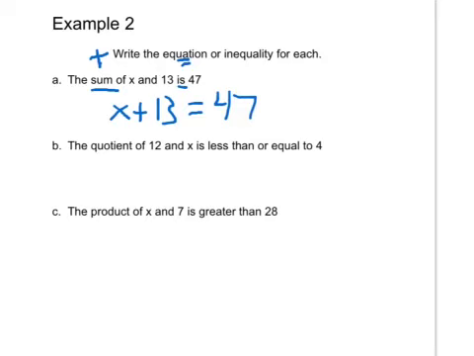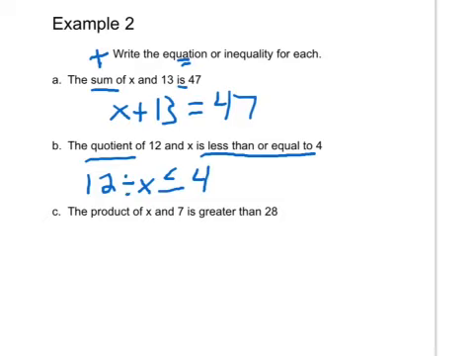Okay, let's move to part B. Keyword, the quotient of 12 and x is less than or equal to 4. Okay? That is not just is. If it said just is, it would be an equation. But there's a bunch of other stuff. It means it's inequality. Okay, we should remember quotient means divide. So I'm going to read these from left to right. The quotient of 12 and x. So that's 12 divided by x is less than or equal to 4. Okay, it doesn't ask me to solve it.